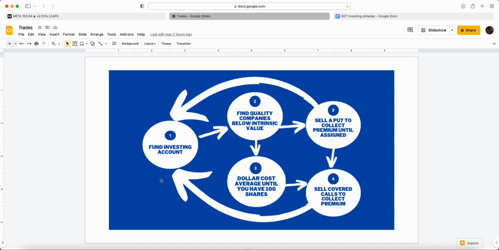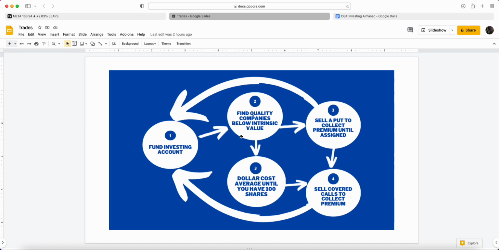After you've funded your account, and initially that will be coming from your main income source after all your costs and expenses are paid for, whether that's 100 a week, 200 a week, 1,000 a month, whatever that figure is, you can still use this blueprint, whatever the dollar amount you're investing into your trading account. The next step is to find quality companies below their intrinsic value.